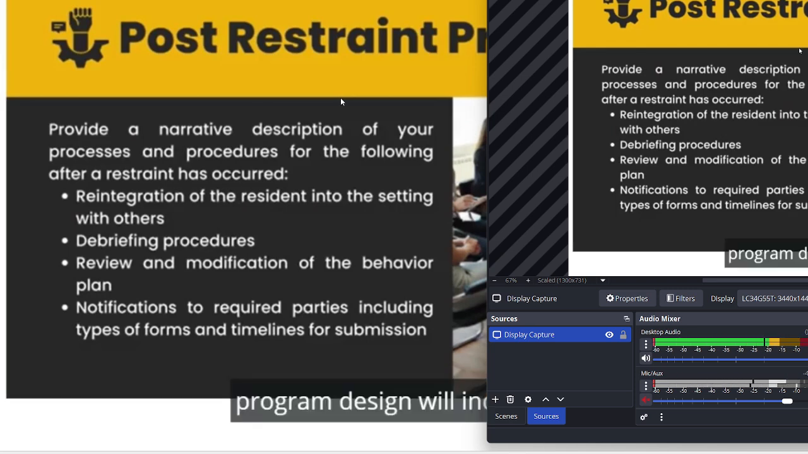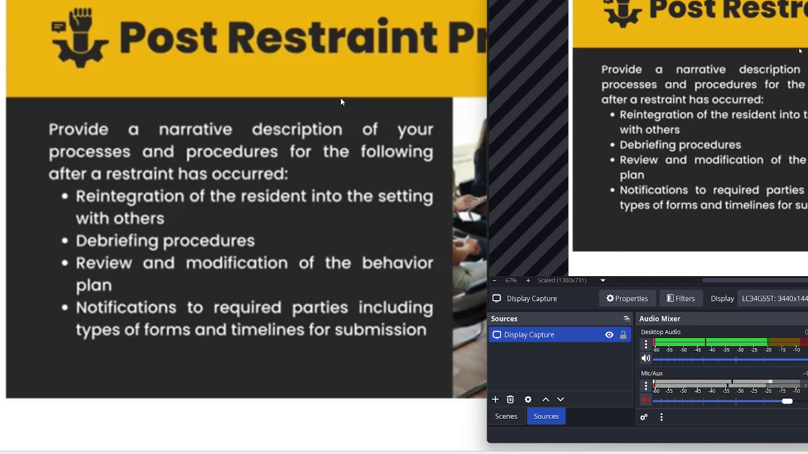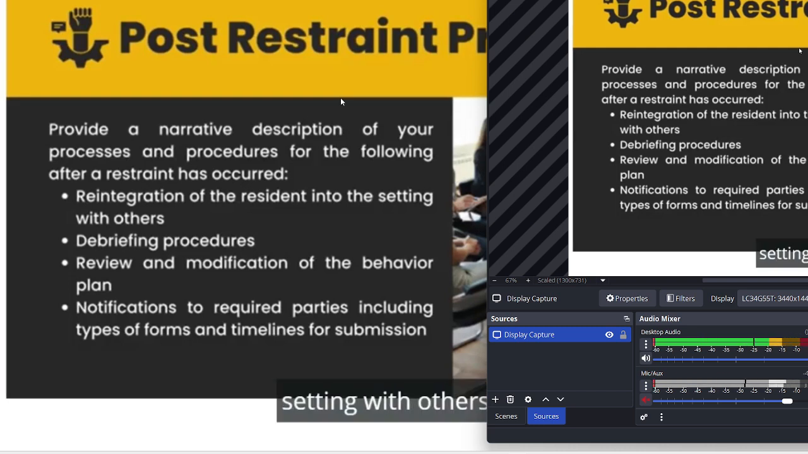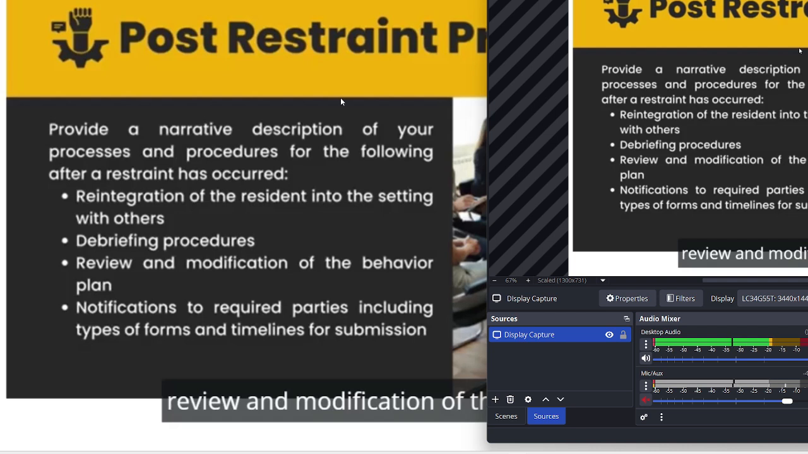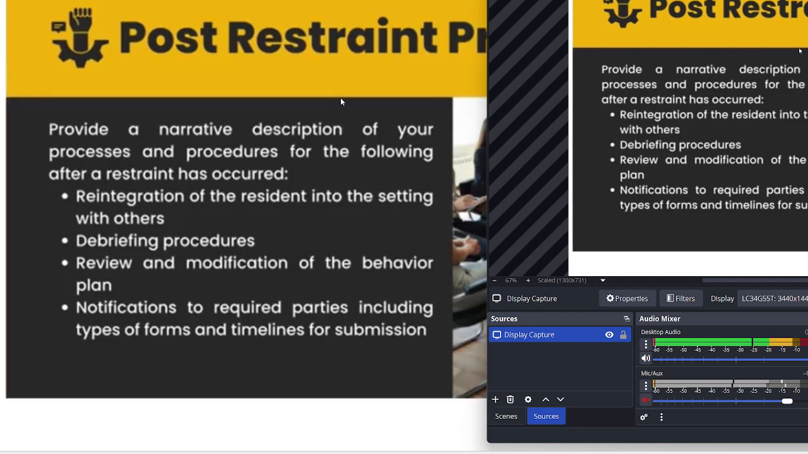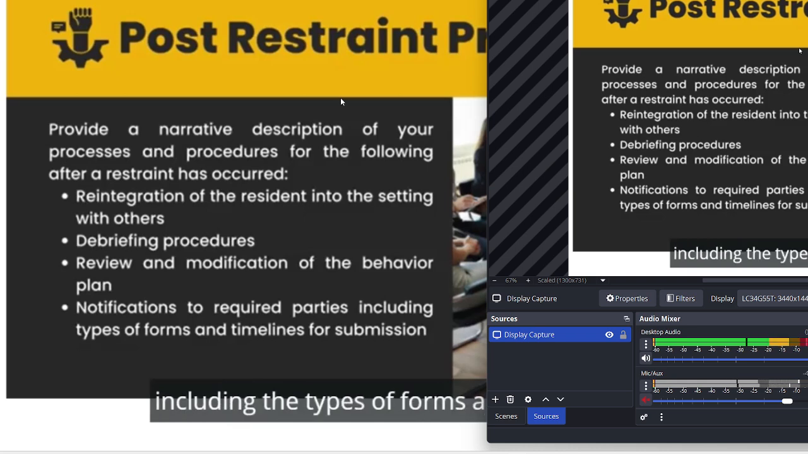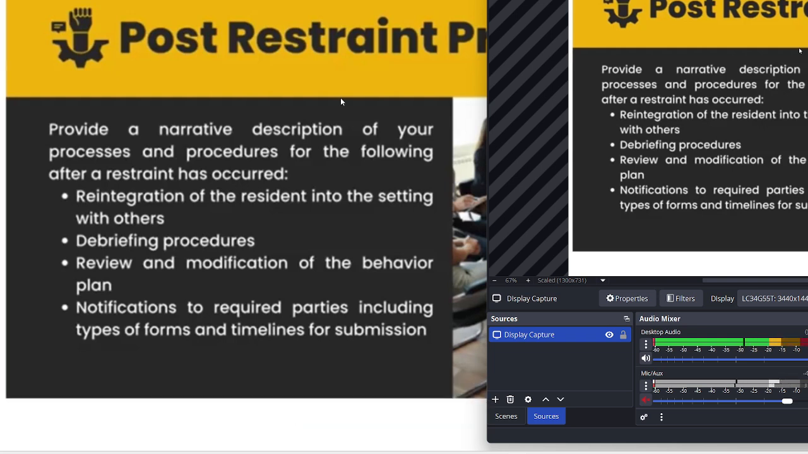Your program design will include a description of your post-restraint procedures. In this section, you will provide a narrative description of the processes and procedures for the following after a restraint has occurred. 1, reintegration of the resident into the setting with others. 2, debriefing procedures. 3, review and modification of the behavior plan. And 4, notification to required parties, including the types of forms and timelines for submission.